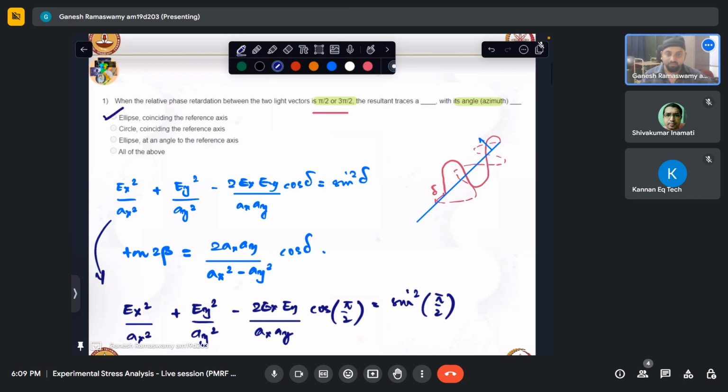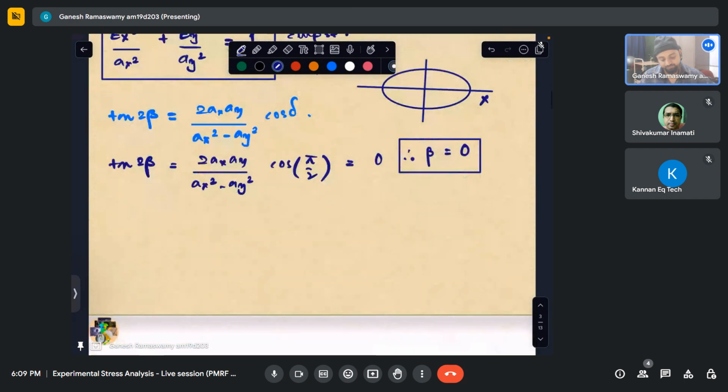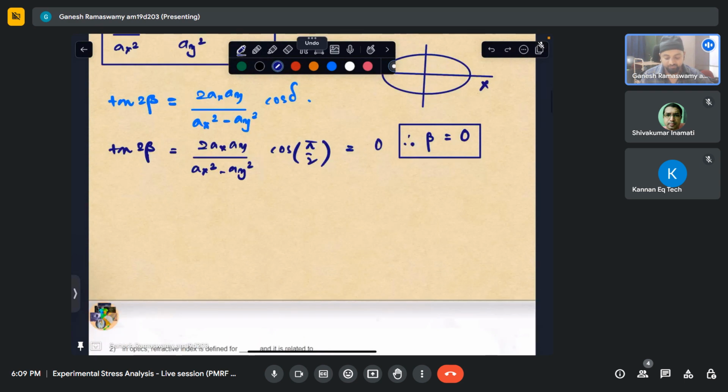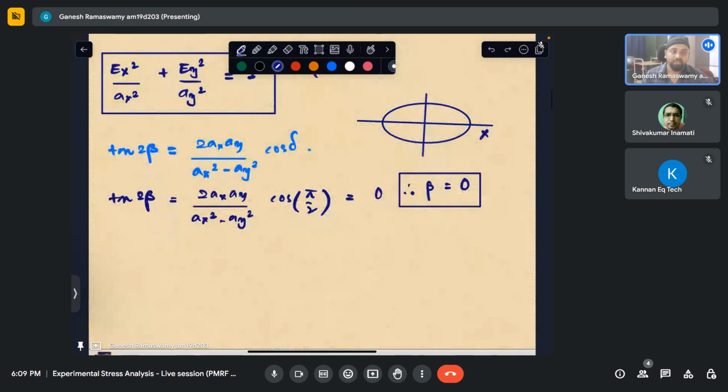So this we have found out. Now it is just a matter of when will it be a circle? When we will have both the amplitudes the same. For example, if we have a light vector and we impinge that on a retarder, which creates a retardation of delta, that is pi by 2, and the amplitudes that get split up between the fast and slow axis are equal. In such a case, we will get a circularly polarized light.